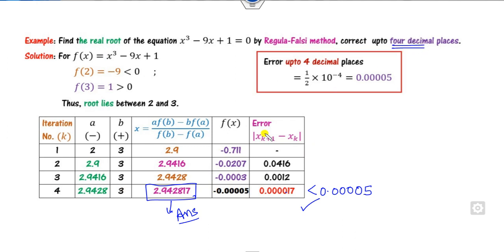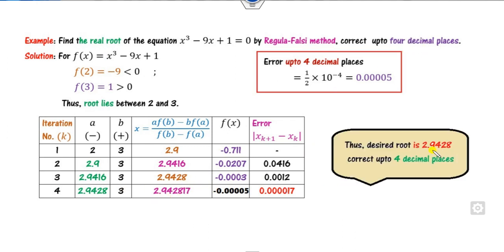Now we need 4 decimal places. We can round off up to 4 decimal places. You can get the desired root as here. So I hope you can simply learn.